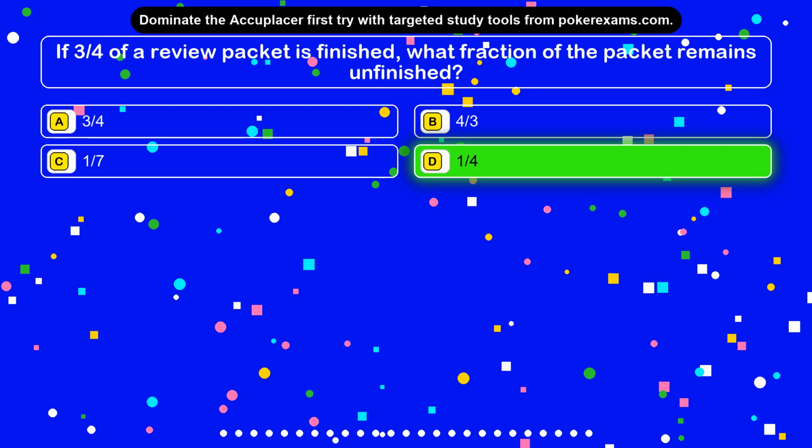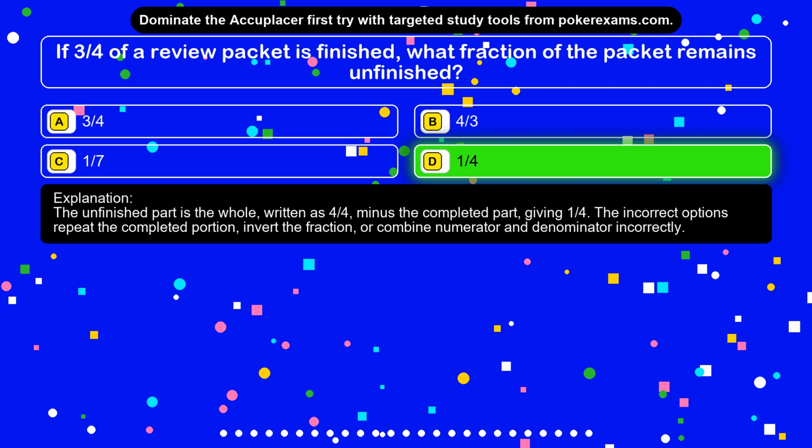The correct answer is option D, 1/4. The unfinished part is the whole, written as 4/4, minus the completed part, giving 1/4. The incorrect options repeat the completed portion, invert the fraction, or combine numerator and denominator incorrectly.